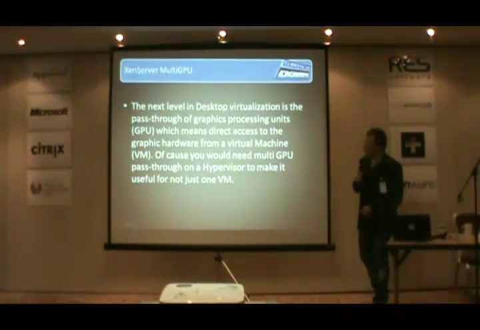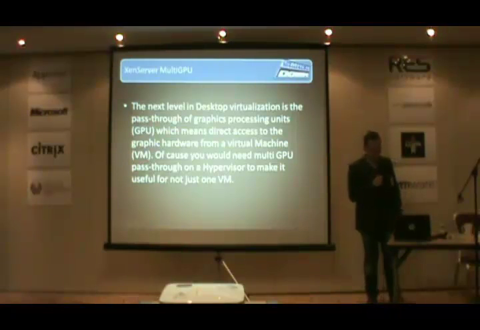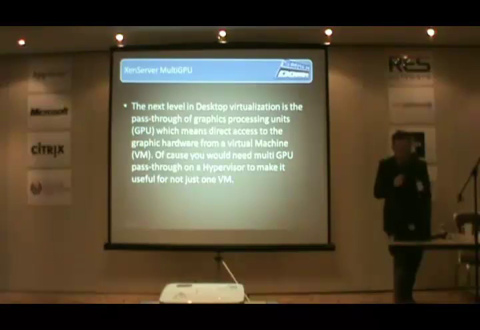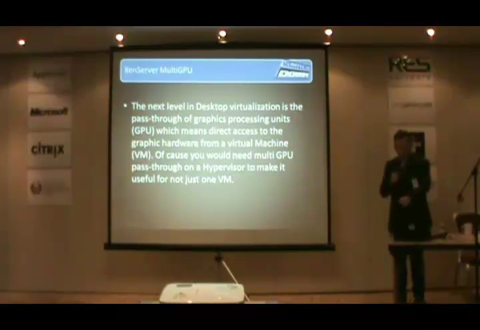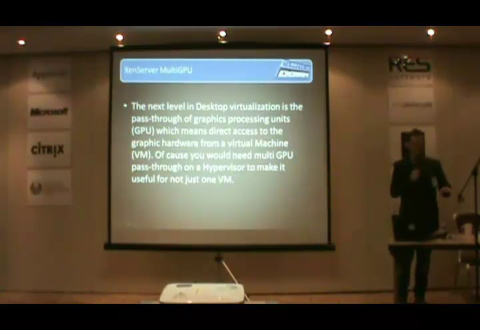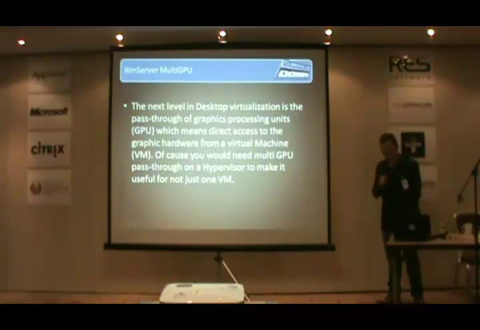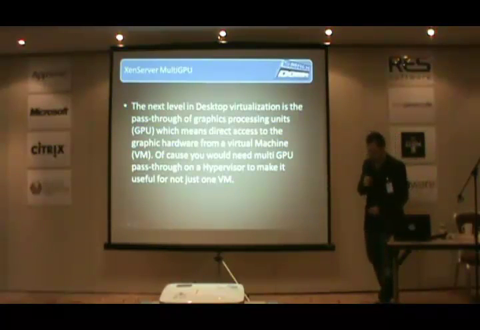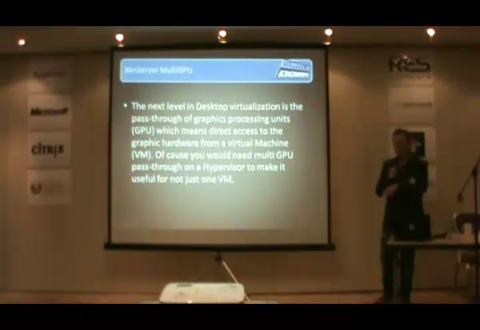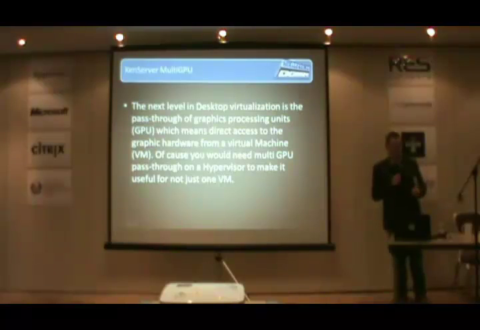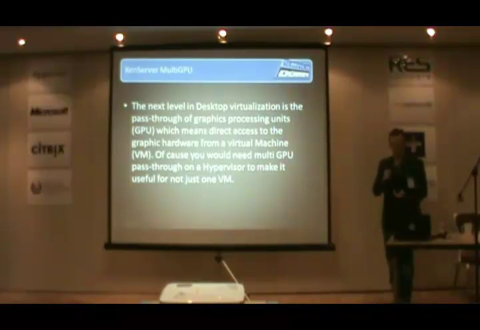So, XenServer multi-GPU is the next level in desktop virtualization. It's the pass-through of graphics processing units, the GPU. It means you can take direct access to the GPU and give it out to a virtual machine and assign it. This is pretty neat. Last year, when XenServer 5.6 came out, it was a tech preview, so you had to do a lot of stuff to get it to work, a lot of it in the command console. In XenServer 5.6 Feature Pack 1, it's an integrated technology, so it actually works out of the box. It's pretty cool. It's easier to go in and configure it.